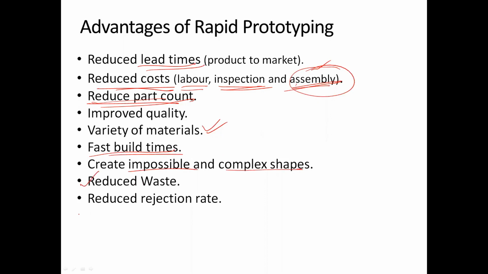Now wastage and rejection is directly related over here. Okay. So wastage and rejection rate can be related to the cost, lead time, and part count. Because an assembly is going to be made, wastage and rejection rate is definitely going to come down.